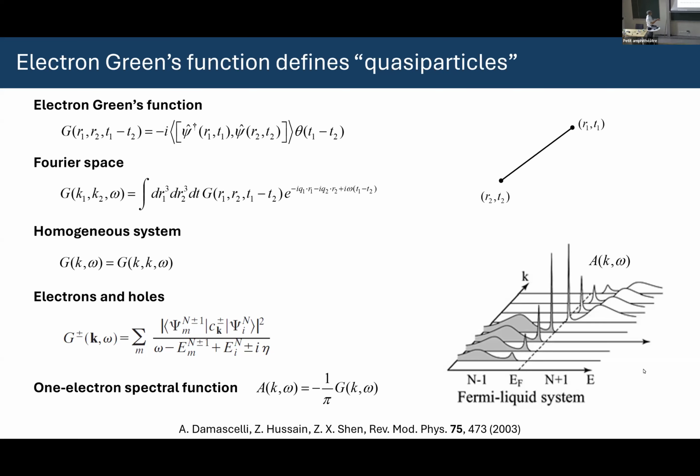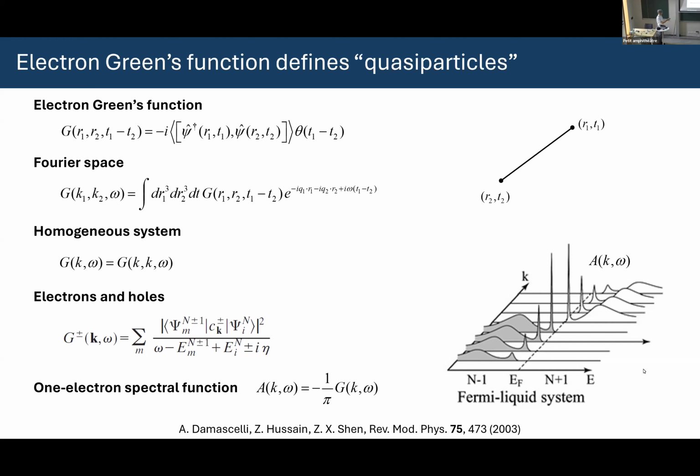If you Fourier transform this thing, again, there's the issue: it has two momenta, K1 and K2. If the system is homogeneous, then it's only non-zero if these two Ks are the same, and then this is G of K and omega. Very important, if you write it out in terms of the many body states of the system, it looks like this. So it has some matrix elements.